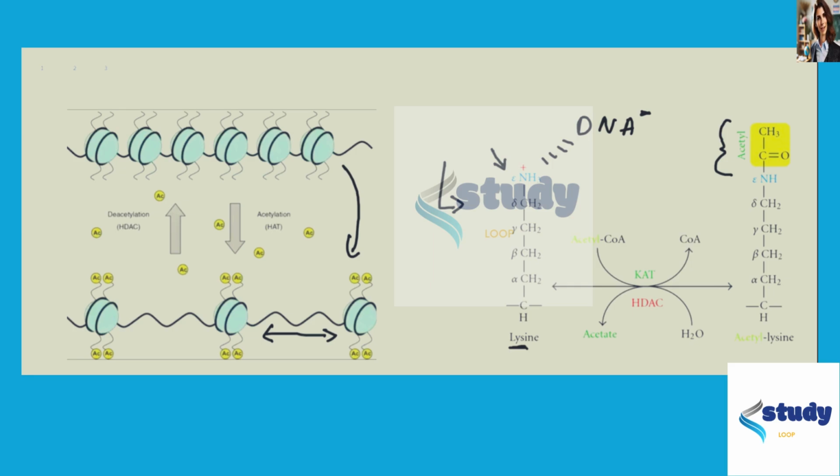So choice A is false. Histone protein does not become more positive, it becomes less positive. This means that the rest of them must be true. So let's quickly look at the rest of the answers.